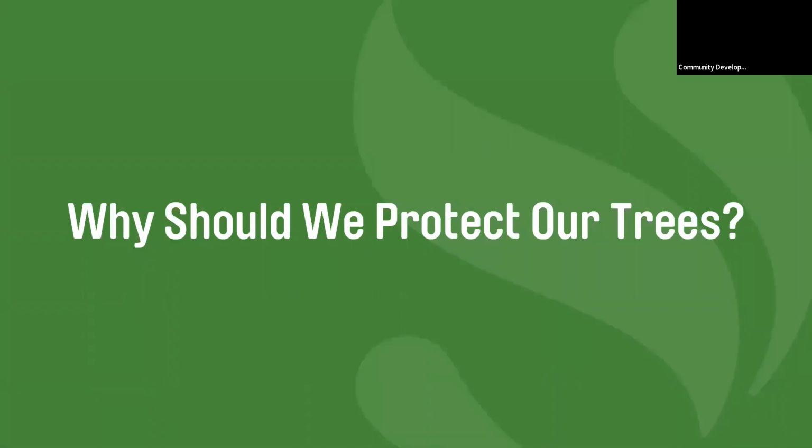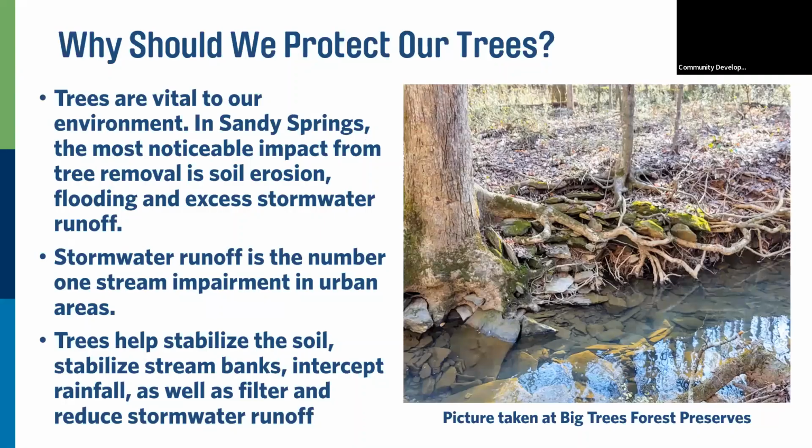So why should we protect our trees? They're vital to our environment. In Sandy Springs, we do have flooding issues, and we have a lot of creeks that we want to protect. Stormwater is one of the number one impairments in urban areas, so trees are really going to help mitigate that. They stabilize the soil, they'll stabilize stream banks, they'll intercept rainfall, so we won't get erosion from that, and it's going to filter through that stormwater runoff.